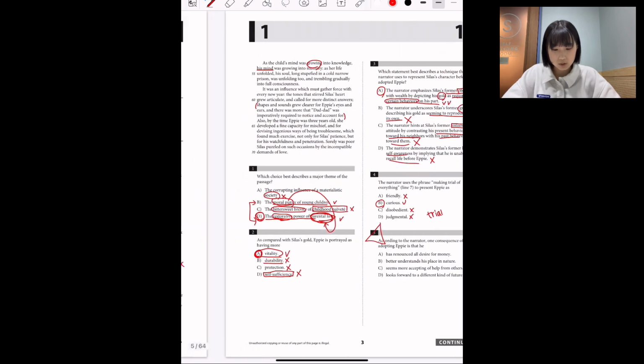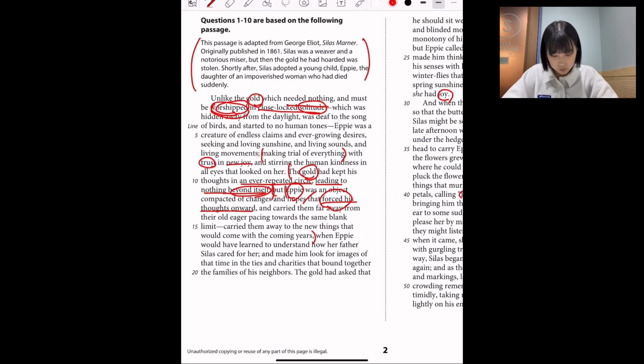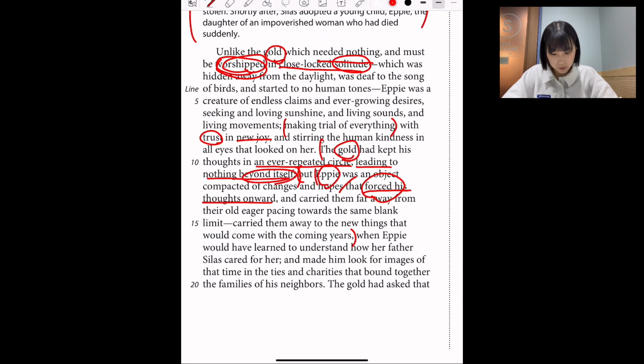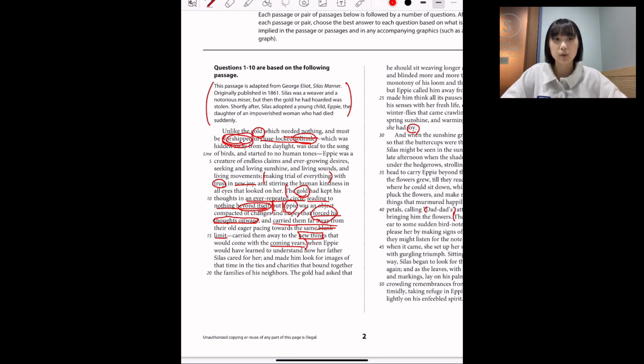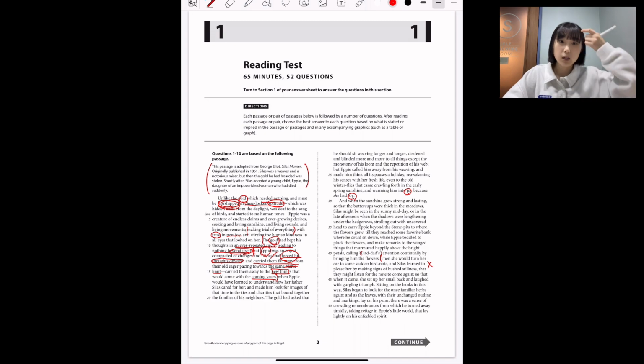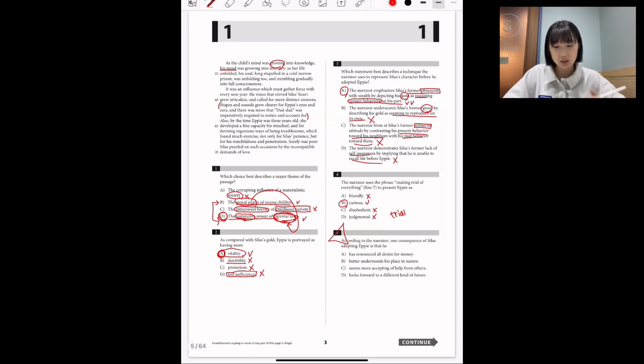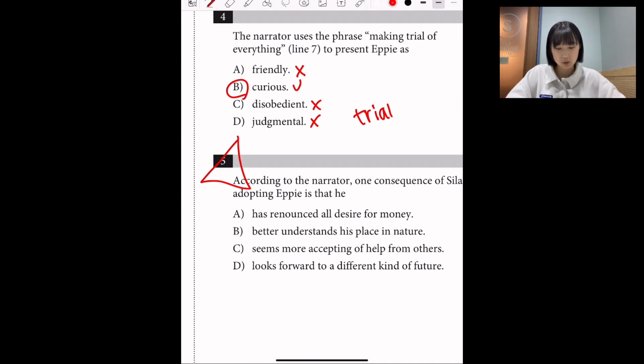So B is basically saying that, just to briefly account for it, Eppie was an object that forced his thoughts onward. It's basically saying that it made him imagine the future and carried them far away from the blank limit, carried them away to the new things that come with the coming years. So he's basically looking forward to his coming years. He's looking forward to his future, which was once blank and once very bland, and he didn't really find any meaning in looking forward to it. So that's the consequence of adopting Eppie.